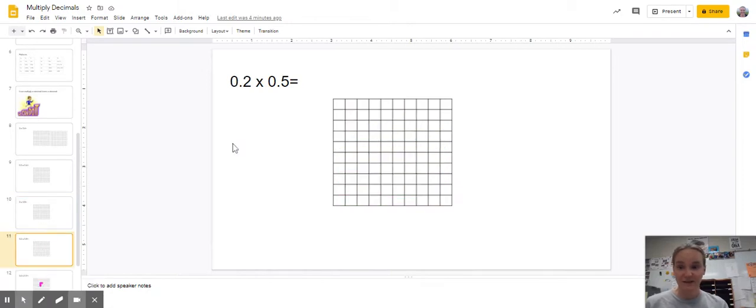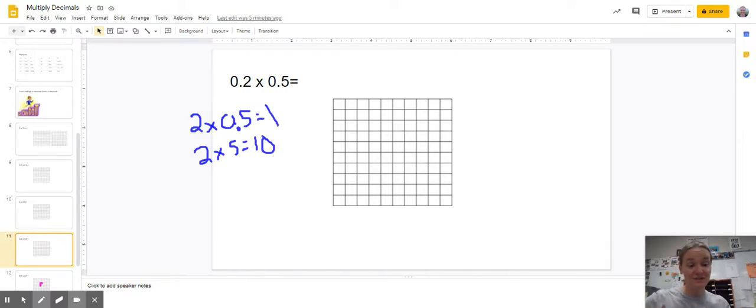What if instead, I know yesterday we practiced patterns, 2 times 5/10 equals 1 whole, 2 times 5 equals 10, so 2 times 5 equals 10, 2 times 5/10 equals 1. What do you think 2 tenths times 5/10 would equal? Well, let's do it on our picture and see if you're right. I bet you are.